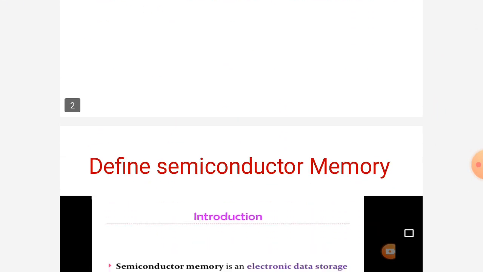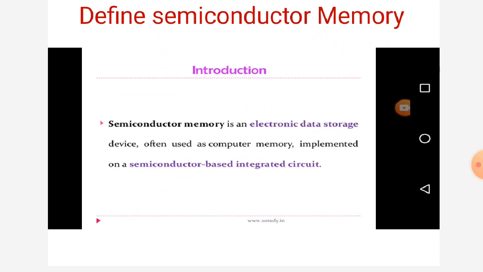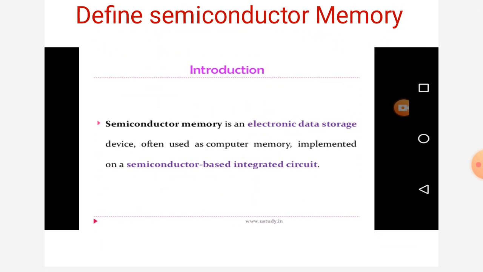So we will see what the first question is. First question is define semiconductor memory. A semiconductor memory is an electronic data storage device, often used as computer memory, implemented on a semiconductor based integrated circuit.